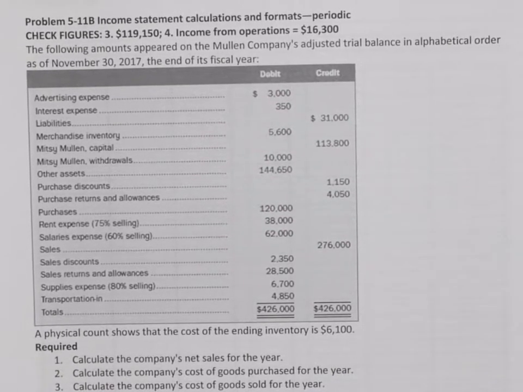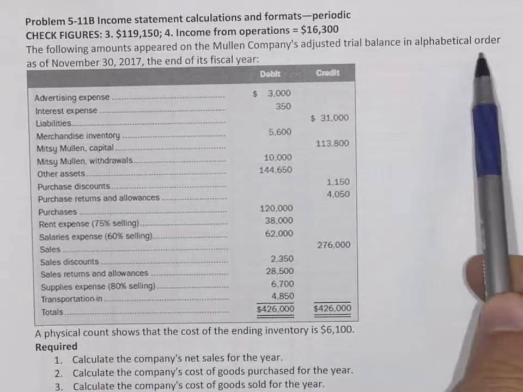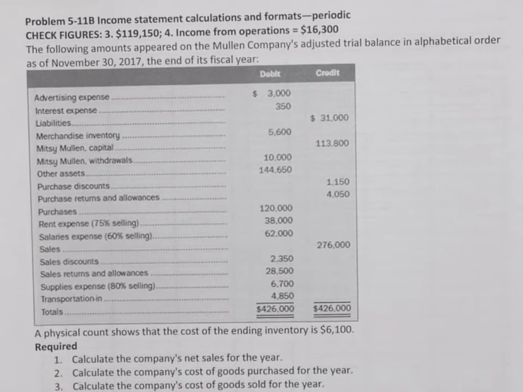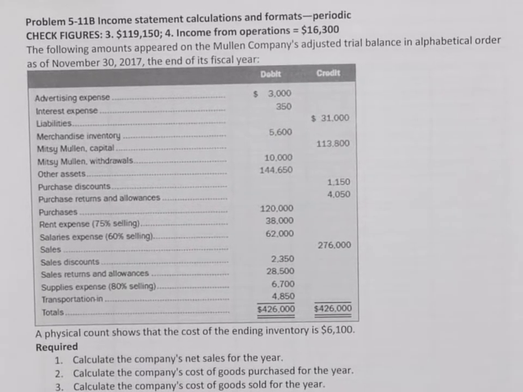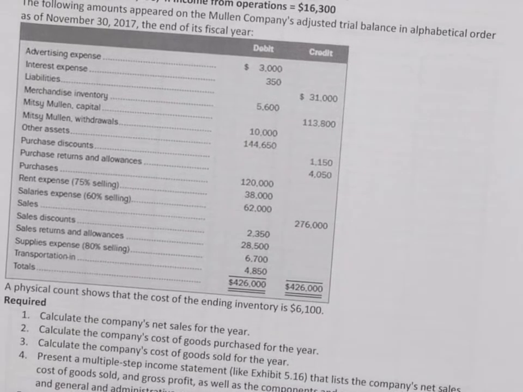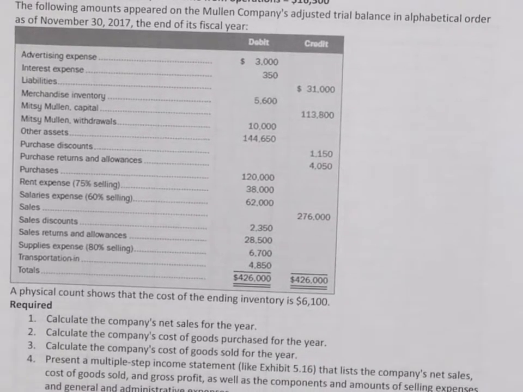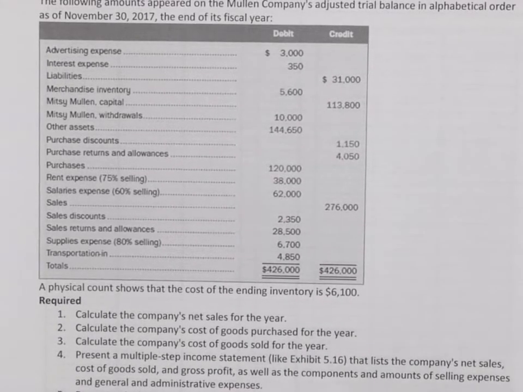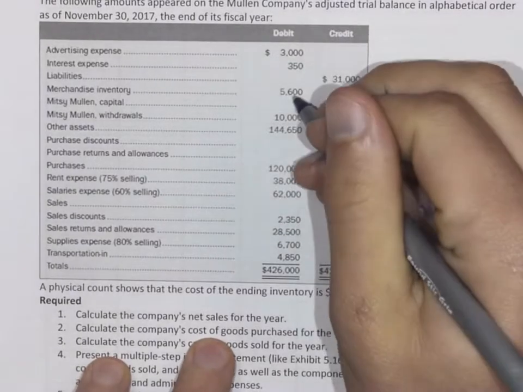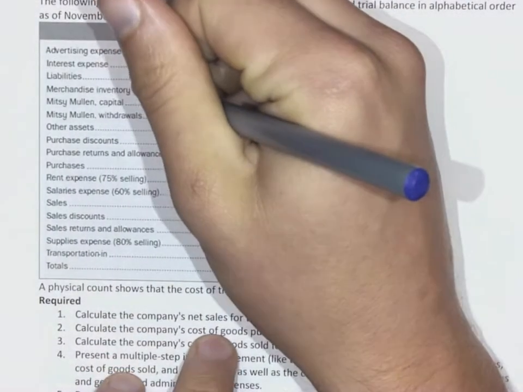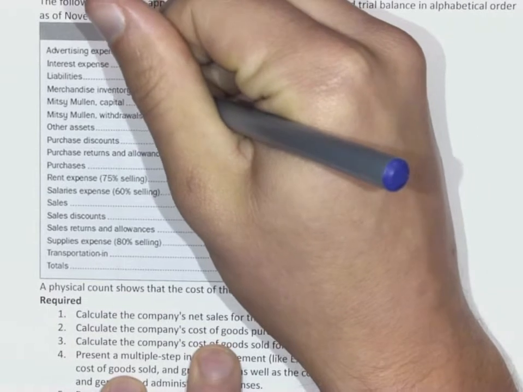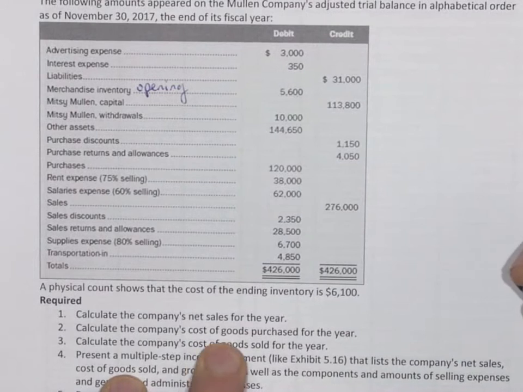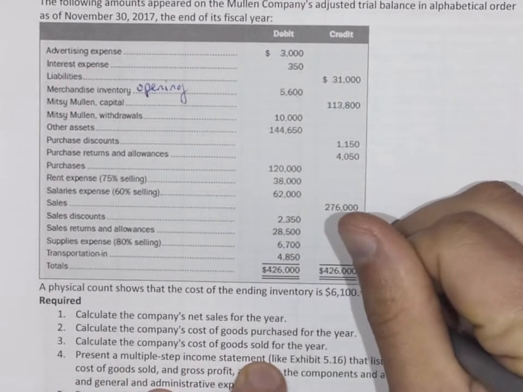The following amounts appeared on the Mullen Company's adjusted trial balance in alphabetical order as of November 30th, 2017, the end of its fiscal year. A physical count shows that the cost of the ending inventory is $6,100. So what is going to be the merchandise inventory opening balance? This $5,600, yes, because it has not changed since the last one. Merchandise inventory opening. And what will be the closing balance? The $6,100.